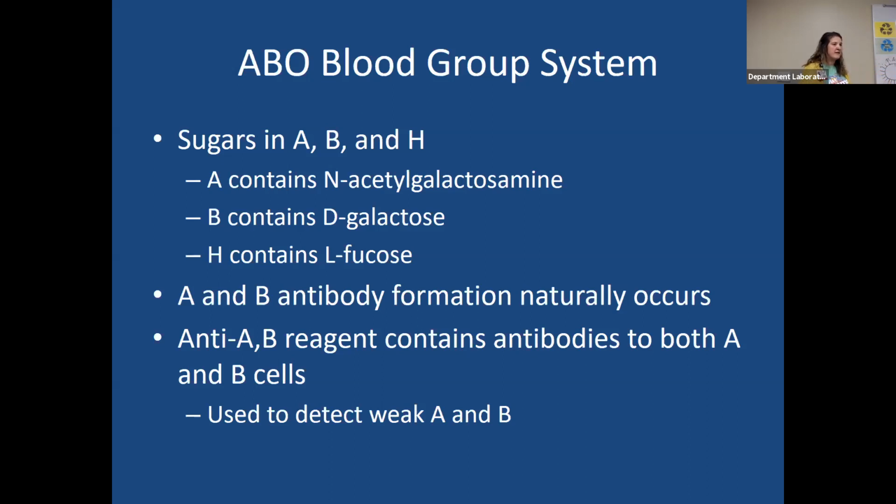O can only receive O, right? So if you give them a weak subgroup of A, then guess what? Their antibody is going to attack it. You just caused a transfusion reaction. Okay, so that's why identifying weak subgroups of A is very important in donors. Because we don't want it to be mistaken for an O, and then it's really an A, and it's going to go to an O recipient, right? That would be an incompatible ABO transfusion.